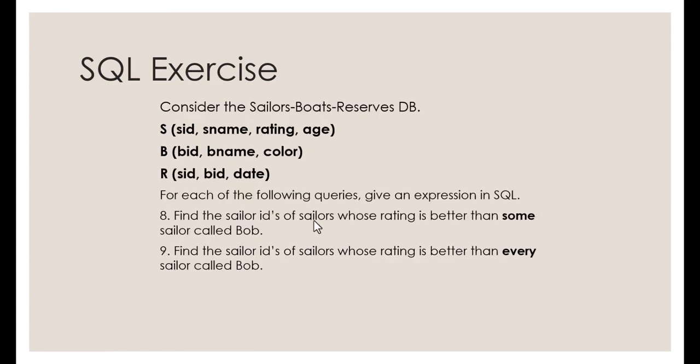Number 8: find the IDs of sailors whose rating is better than some sailor called Bob. Let's say there are five sailors called Bob. As long as this person's rating is better than at least one Bob, then they will be returned. Number 9 is the same, but here it's every. So the sailor's rating has to be greater than all 5 Bobs that we find.